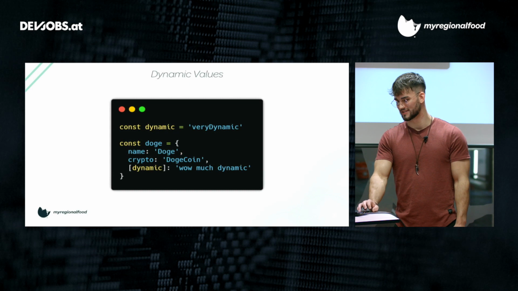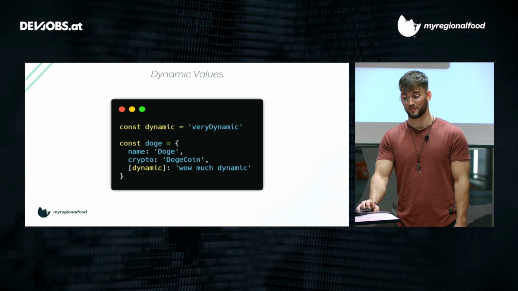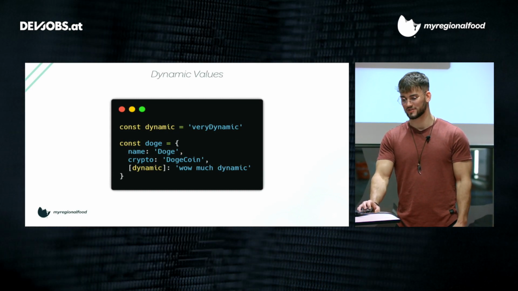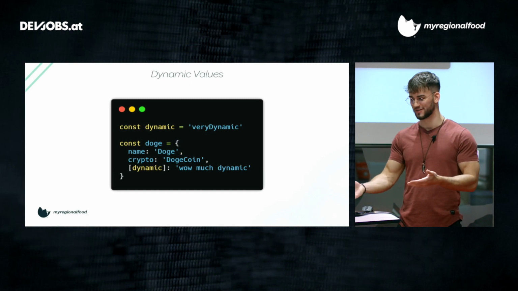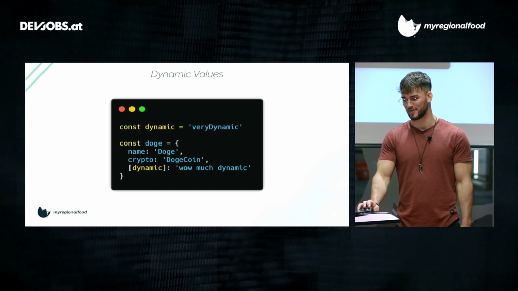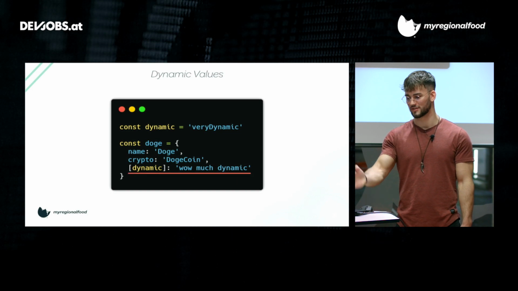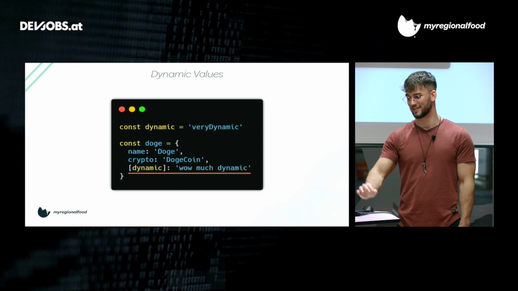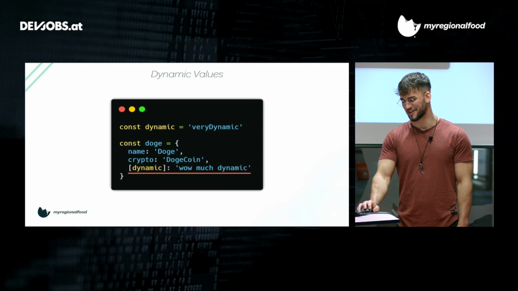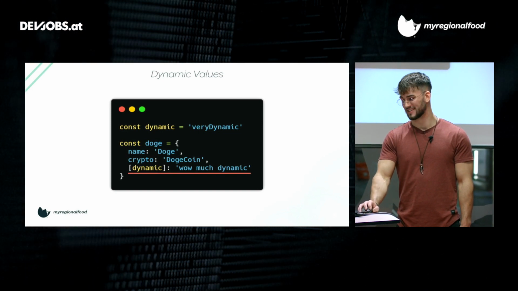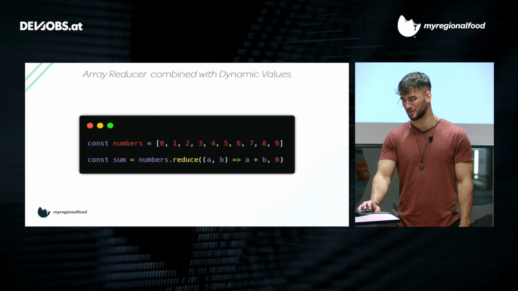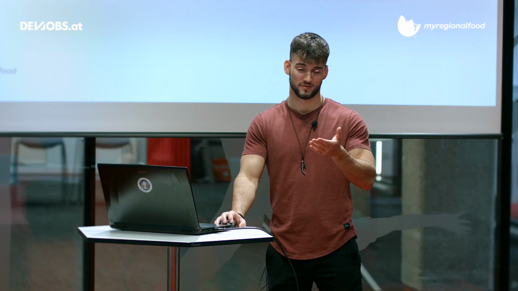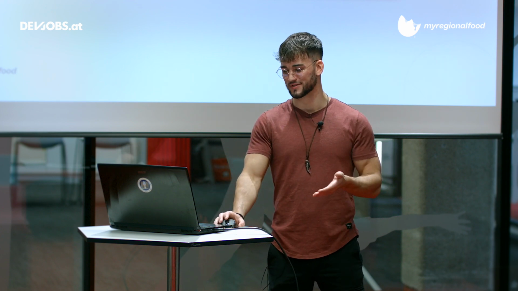The next one is dynamic objects, dynamic values. So you have an object with a Doge, the name is Doge, the crypto is Dogecoin, and you have a dynamic value, which is above, very dynamic, and the value is, wow, much dynamic. So what can you do with it? For example, you can use the reduce operator. By the way, you can use it, for example, when you have again a lot of numbers, and you use the reduce operator to sum up those values.